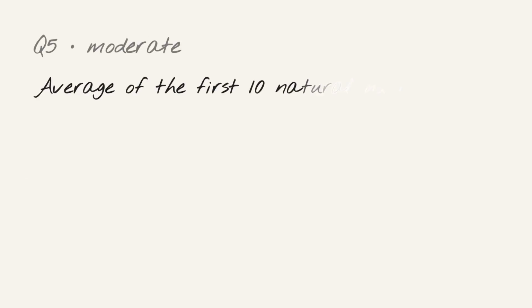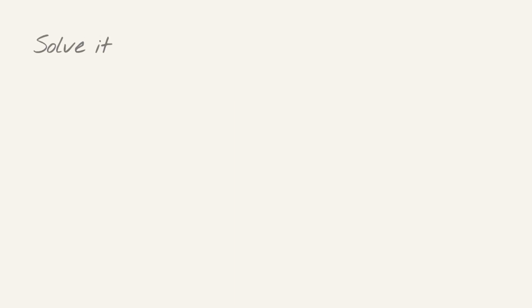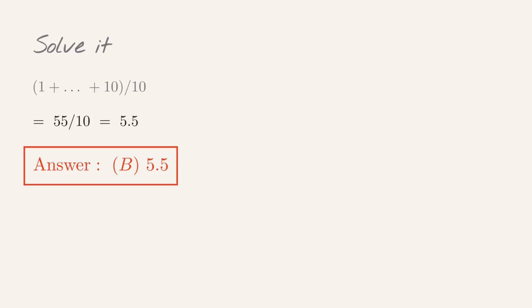Tougher now. Use the sum 55 or average the ends. Pause. Give it a real attempt, then I'll walk through it. 1 through 10 sum to 55, over 10 is 5.5. Evenly spaced, so it's halfway between the first and last, 1 and 10.